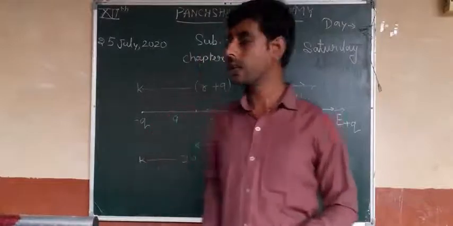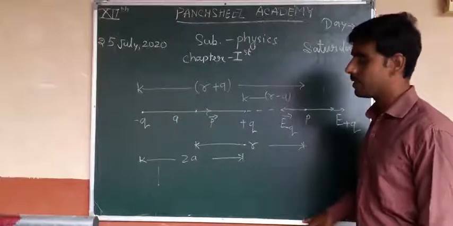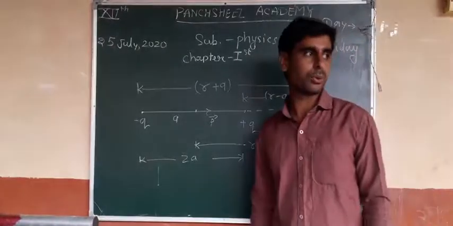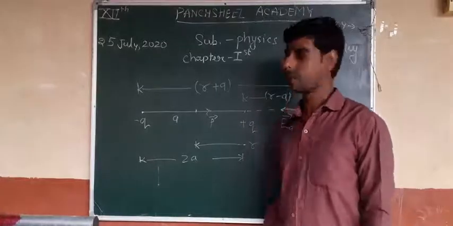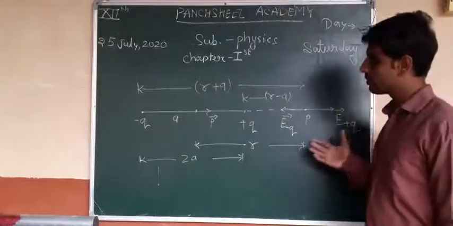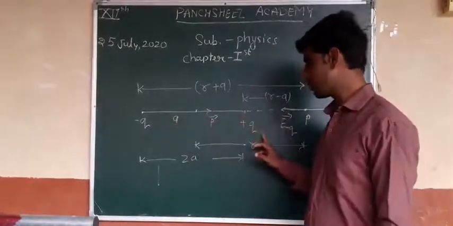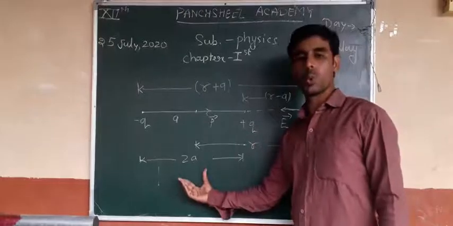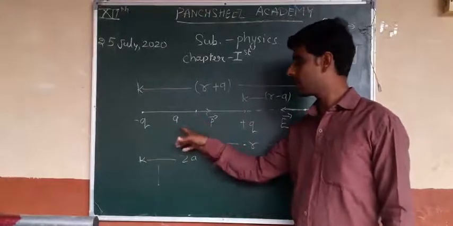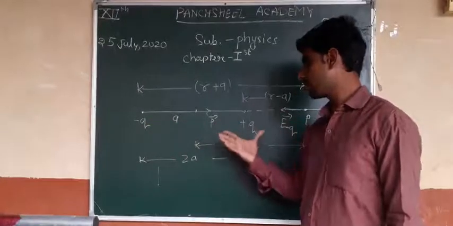In our 12th class physics, we discussed the topic electric field due to dipole at axial position. So we consider this dipole, just like minus q, plus q, and 2a is the separation. At the midpoint, this is the distance a and this is a.